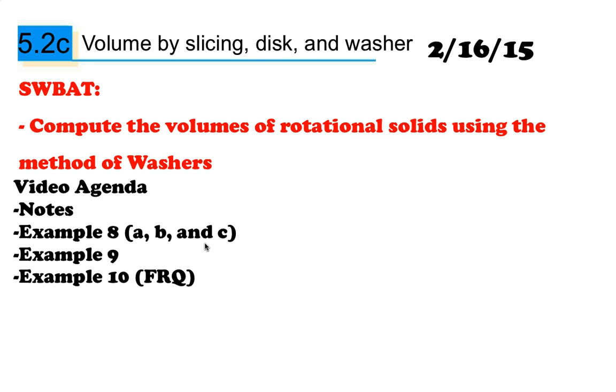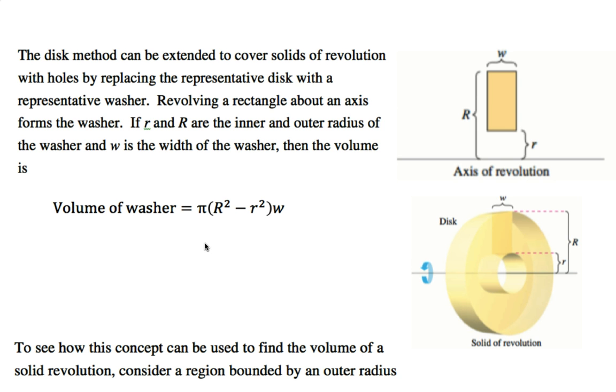So let's start with the method of washers. The disk method, which we covered in the last video, and if you need a refresher, I recommend that you go back and watch it, can be extended to cover solids of revolution with a hole in the center by replacing the representative disk with a representative washer. It's called a washer because of the little metal disks that engineers use called washers. They're spacers. And so revolving a rectangle about an axis forms a washer.